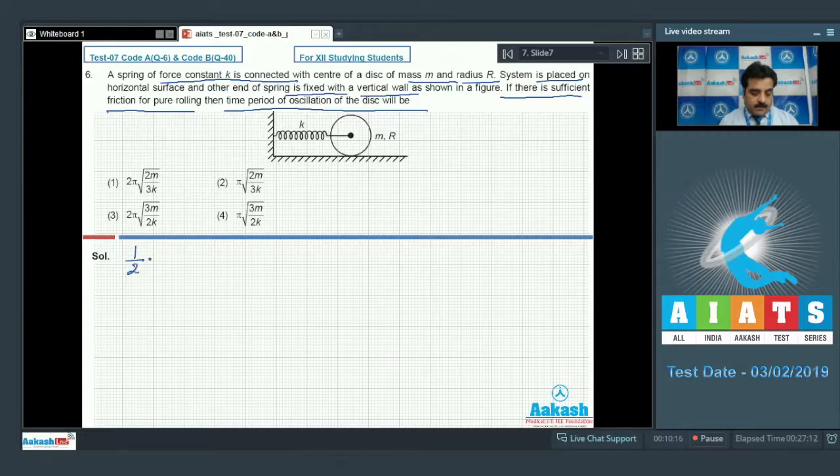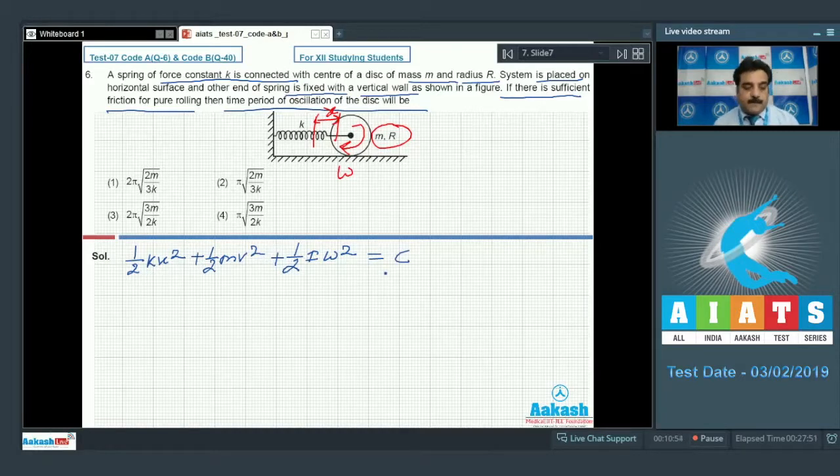First, mechanical energy in terms of half kx square for the spring, and linear or translatory kinetic energy half mv square. Because in this diagram you can analyze, x is the elongation, and mass and radius are given, and the direction of angular velocity omega is like that. So plus there will be rotational kinetic energy for the disk, half I omega square, and that is equal to a constant, which I am going to suppose as c.